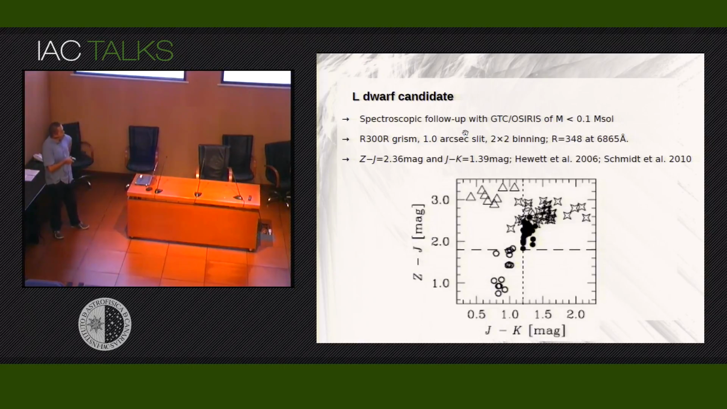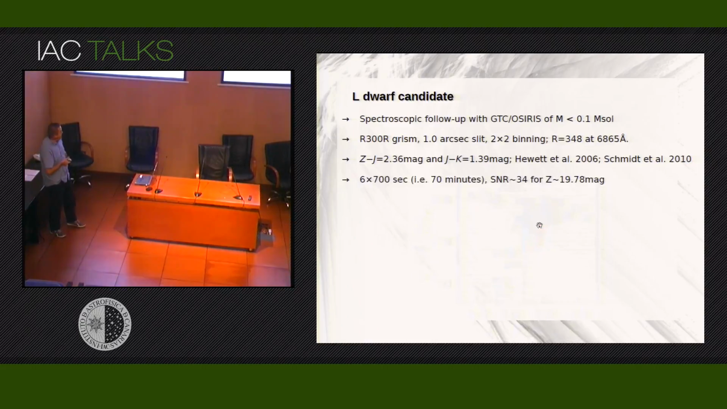The L dwarf candidate in Praesepe had this color. If we compare with previously known objects, the open circles are some M dwarfs, the stars are L dwarfs, and the triangles are T dwarfs. This is taken from this work. The black dots were basically L dwarf candidates we had for another project. Our object in Praesepe is here, very close to the other L dwarfs.